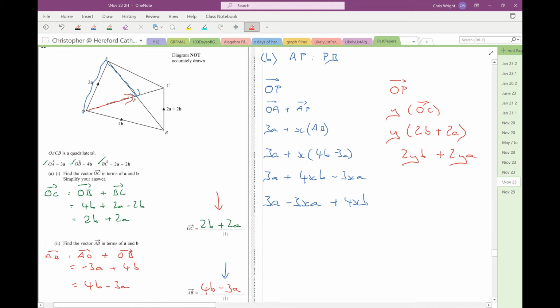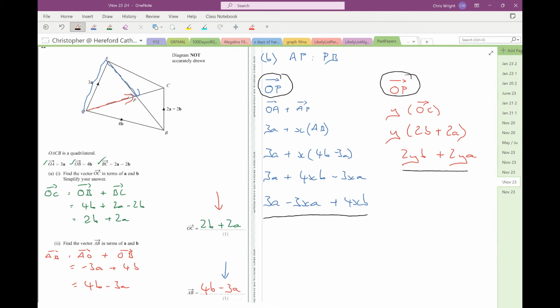Okay, now, next stage. You see how we've got an expression for OP here in blue, and we've got an expression for OP in red. Now the blue expression and the red expression are both expressions for the same movement, the movement from O to P.